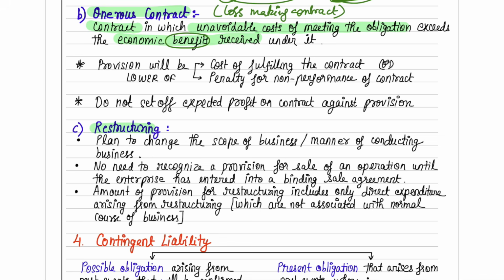The amount of benefits you're going to receive in it is very less than how much cost you're going to spend on it. So the cost you're going to spend is going to be way more than the benefits you're going to receive in this contract. So in such contracts, how do you make a provision? You have to make a provision which is the lower of the cost of fulfilling the contract, that is, if you're going to fulfill the contract, how much cost are you going to incur, or the penalty for non-performance of the contract.